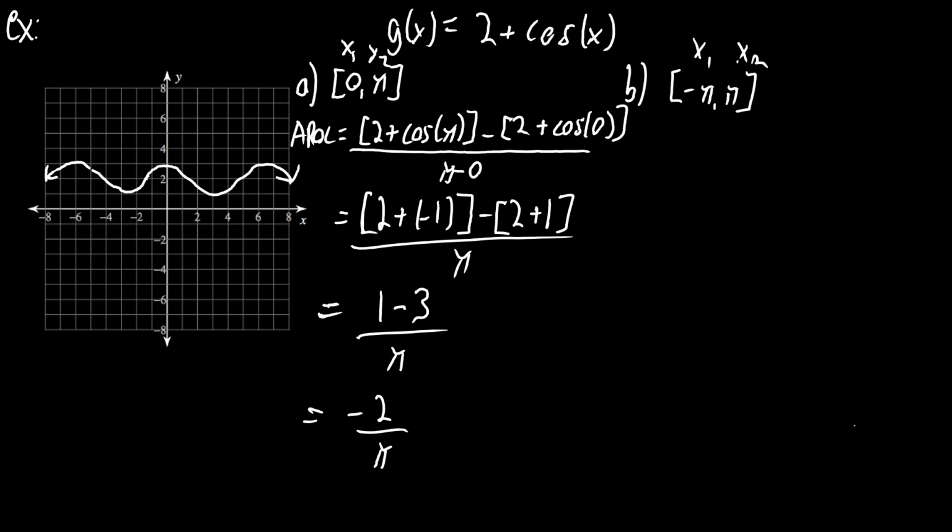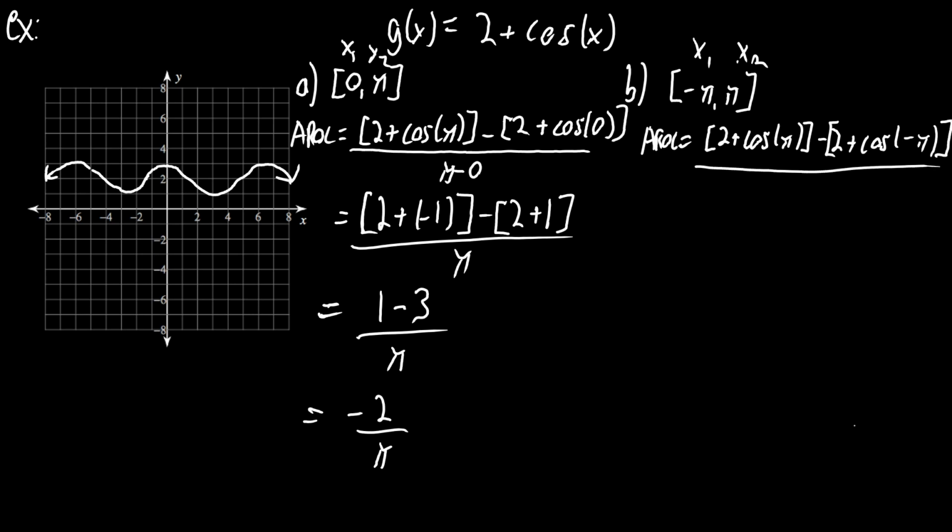And our second interval here for part B, let's write a rock again. And we don't have a whole lot of room over here, so I'm going to write a little smaller. Got 2 plus cosine pi minus 2 plus cosine of negative pi. And that's going to be over pi minus negative pi.